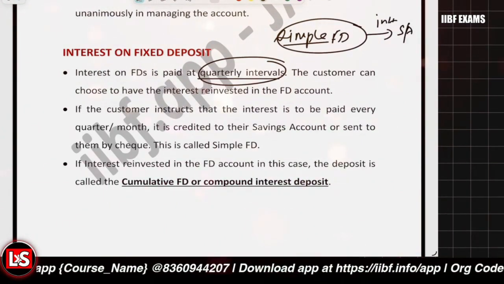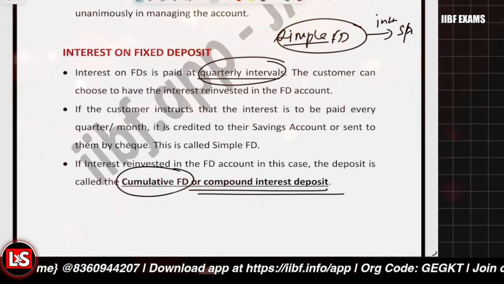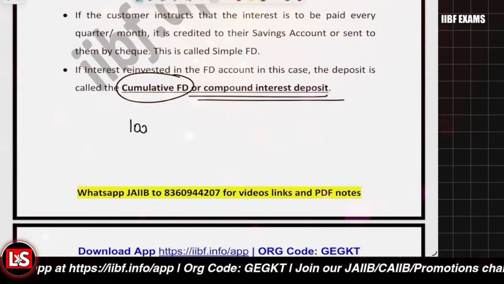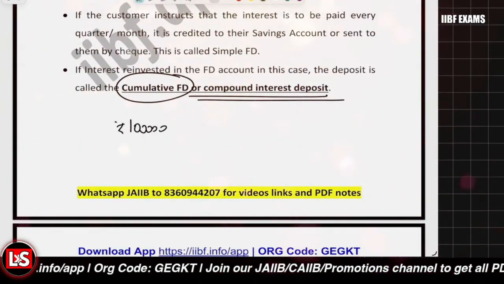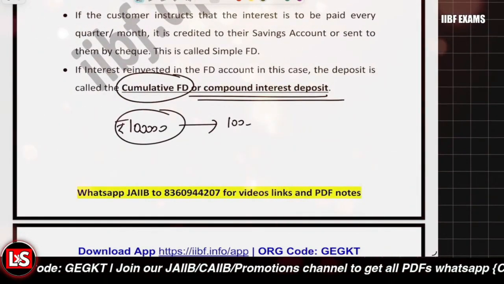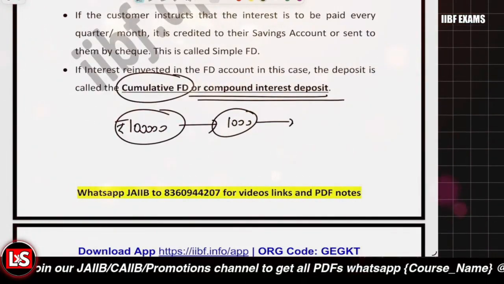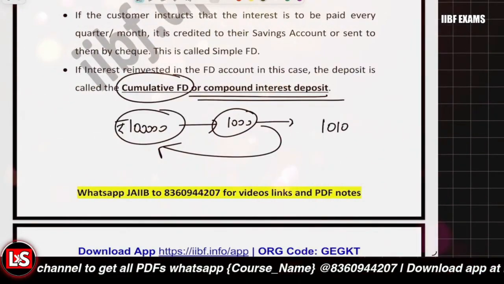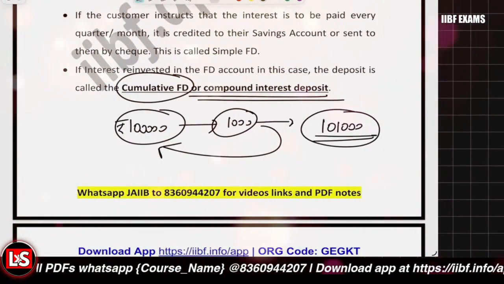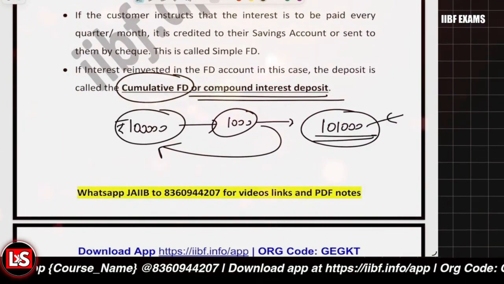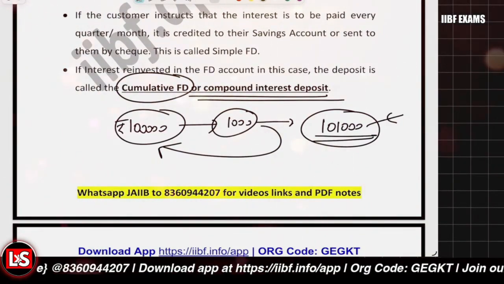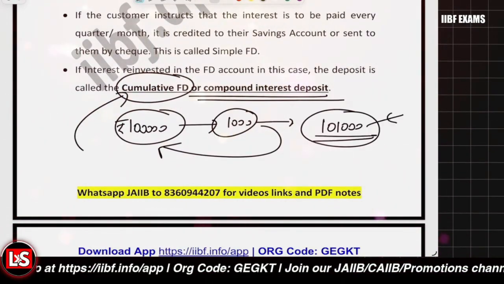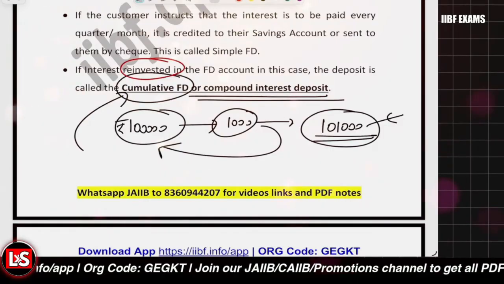But if it is a cumulative FDR or compound interest FDR, whatever interest you have earned is accumulated in the FDR. Let's say you made an FDR of rupees 1 lakh and earned an interest of rupees 1000. It will then become 1 lakh 1000, and for the next quarter or month you'll earn interest upon 1 lakh 1000. So the compound interest effect is there. The interest is reinvested in case of the cumulative FDR. Clear with it?